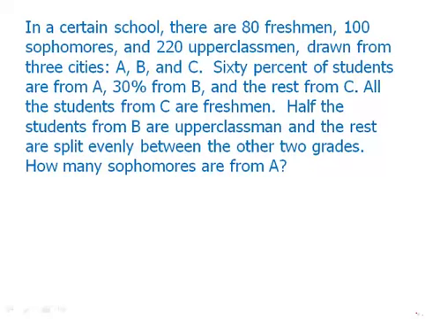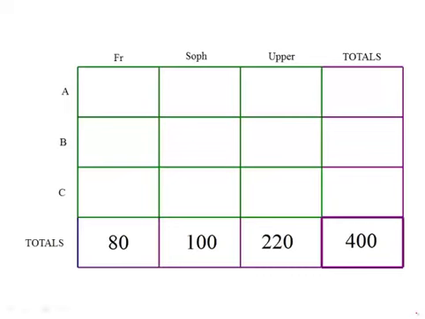And here we're given percent information, 60% from A, 30% from B, the rest from C. And then we have some other piece of information. All the students from C are freshmen, half the students from B are upperclassmen, and the rest are split evenly between the other 2 grades. How many sophomores are from A? So for this, we need an enormous double matrix table. And here I've written in the totals for freshmen, sophomore, and upperclassmen, and I just went ahead and summed across that bottom row to get 400. So that's the total number of people at the school.